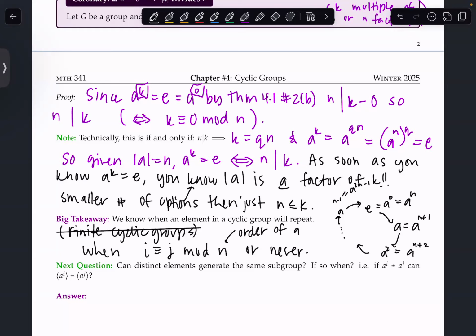I'm really seeing this repetition here, where I just care what the power is mod n. If it's equivalent to 0, it's the same as my identity. If it's equivalent to 1 mod n, then it's the same as a to the first. If it's equivalent to 2 mod n, then it's equivalent to a to the second power. I can do that for every single element. I can just reduce the power, and it's easier for me to work with those specific elements instead. But I do get this cycle, this repetition, for every multiple of n that shows up.